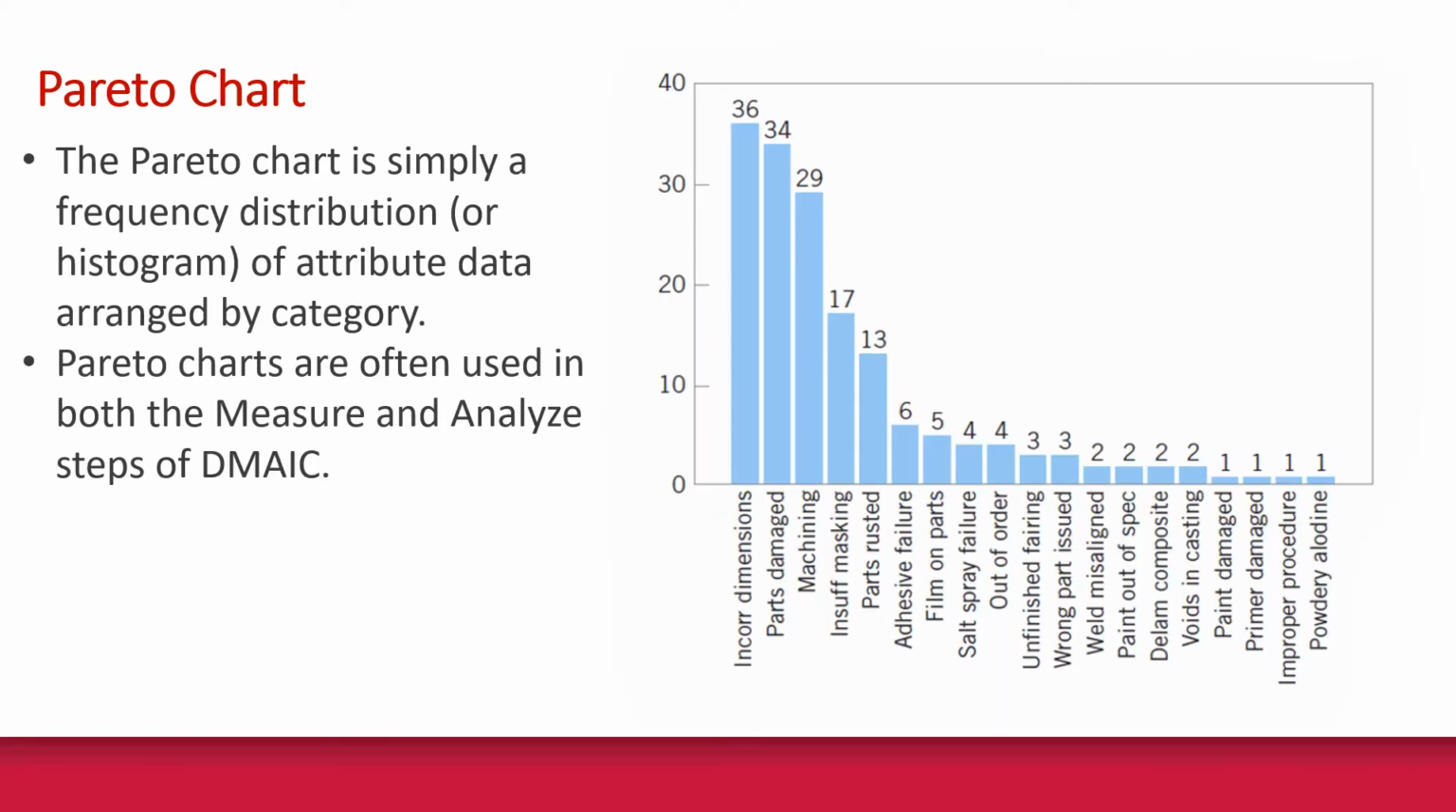Another one that's used a lot is what's known as the Pareto chart. It's simply a frequency distribution or histogram of the attribute data arranged by category. It's similar to the other chart, but here you plot a histogram of it. So, you had 36 instances of incorrect dimensions, and 34 cases of parts damage. You can use the previous chart and make a Pareto chart out of that and graph what the frequency is. It gives you what happened most, what causes the most problems. Pareto charts are useful, again, in the measure and analyze stages of the MAIC.